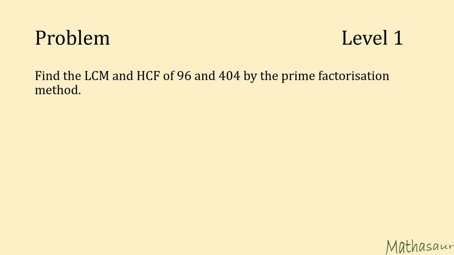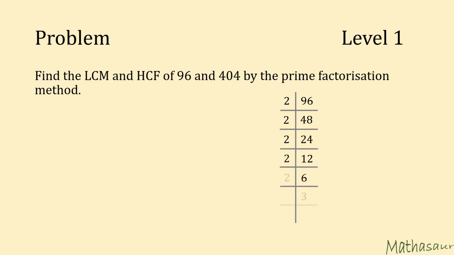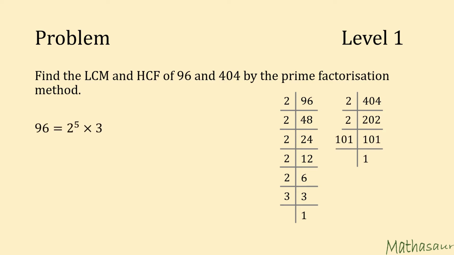Let us look at a few problems. Find the LCM and HCF of 96 and 404 by the prime factorization method. Let us quickly prime factorize both these numbers. Let us write 96 as 2 raised to the power 5 times 3. And let us write 404 as 2 squared times 101.